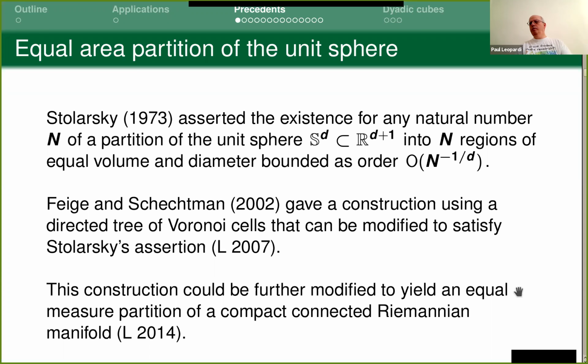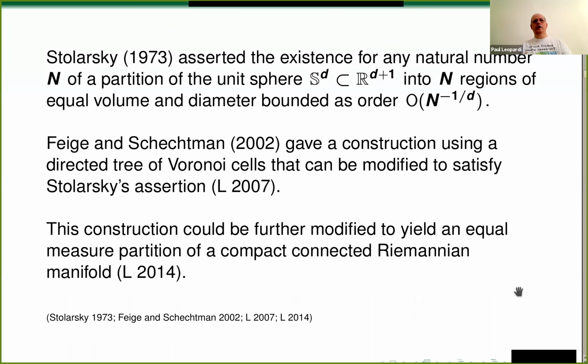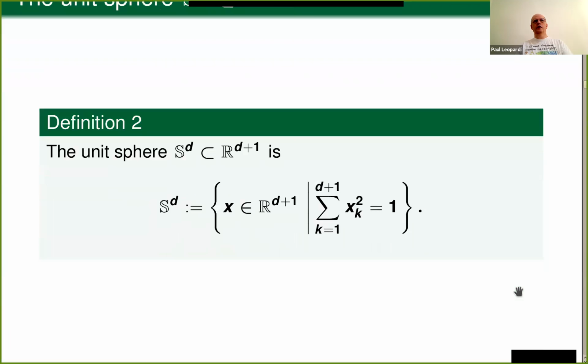And I'm going to, by the way, murder every pronunciation of this whole thing. The one thing I should have mentioned is, while it is joint work, all of the brainy stuff is Giacomo Gigante's, and all of the errors and mispronunciations and so forth are mine. Weiger and Steckman in 2002 gave a construction using a directed tree of Voronoi cells, and that can be modified to satisfy Stolarski's assertion. And that construction can be further modified to yield an equal measure partition of a compact connected Riemannian manifold. And I'm going to go into that in a little bit more detail.